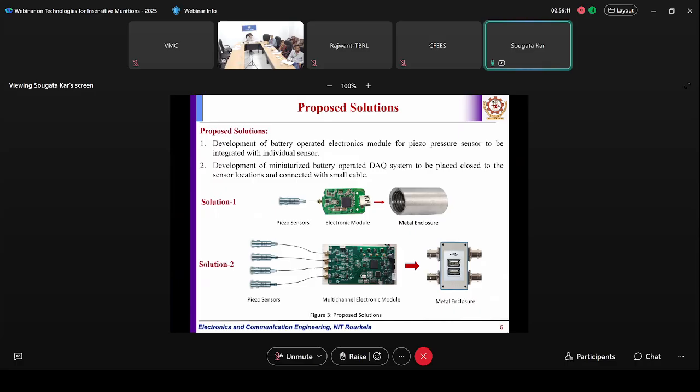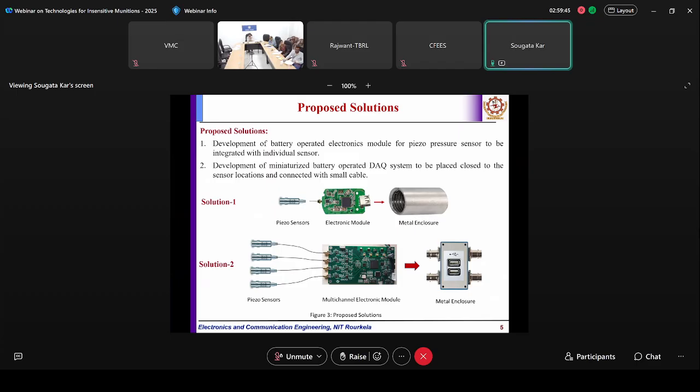Now, in our proposed solution, the first solution we want to propose is the individual sensor. We want to build a micro electronics module which will be attached with the sensor, and then it will be placed in a suitable metal enclosure, and that will be placed near the blast location. So a single sensor and a single electronic module will be placed within the enclosure, and that module itself will be able to store the data so that we don't have the necessity of any cable connection.